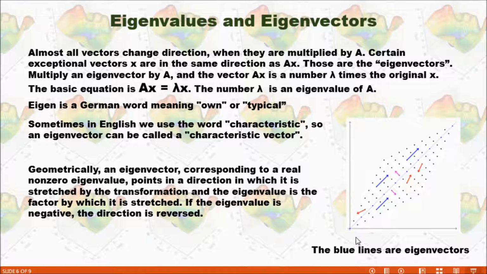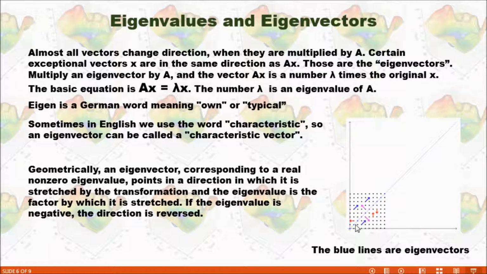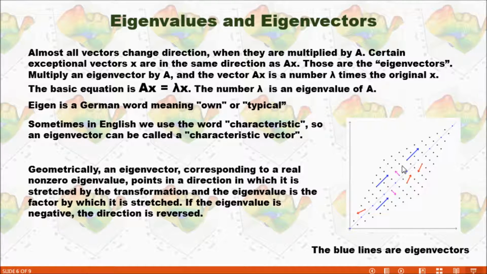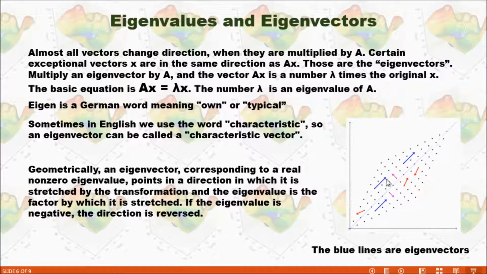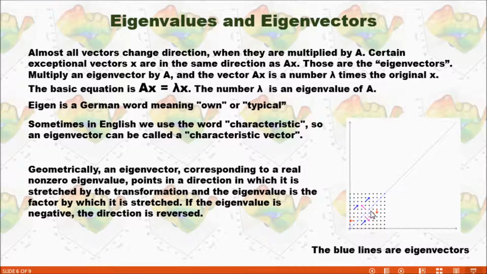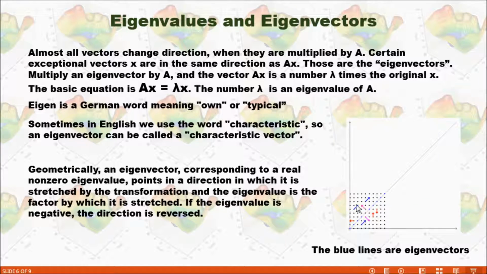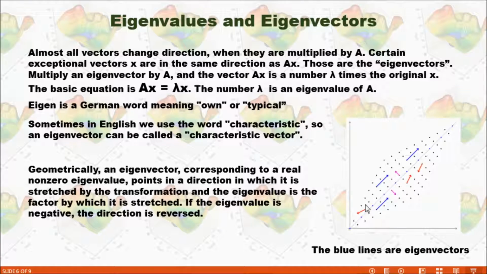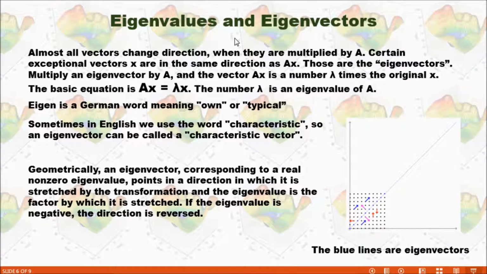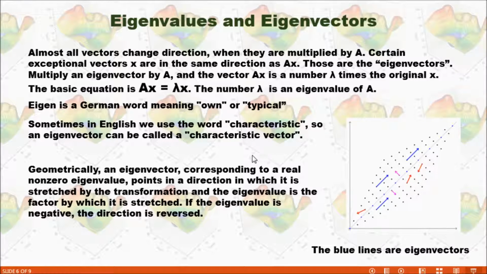In this graph, you can see we are transforming the original dots. After the transformation, all those blue arrows remain in the same direction, but only change in size. So all those blue lines are eigenvectors. And if we stretch them 2 times, 2 will be their eigenvalue. For details about eigenvalues and eigenvectors, you can go to the Wikipedia page.